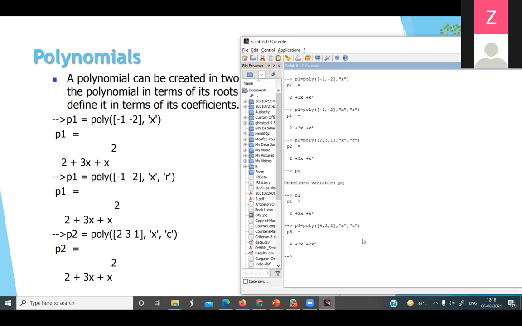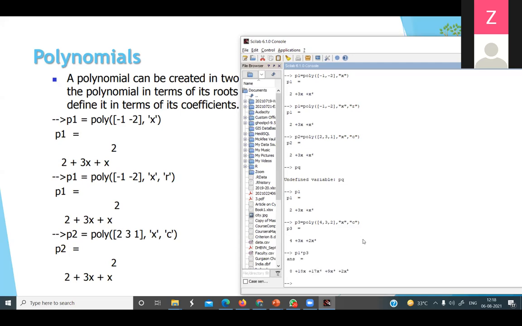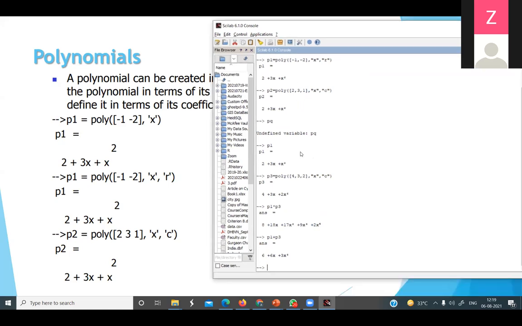Let us try to multiply these equations, P1 into P3. Done, bingo. Add two equations. It's so simple. Just create the polynomial equations, and once the equations are there, we can easily do all kinds of operations on them, whether it is addition, subtraction, multiplication, division.